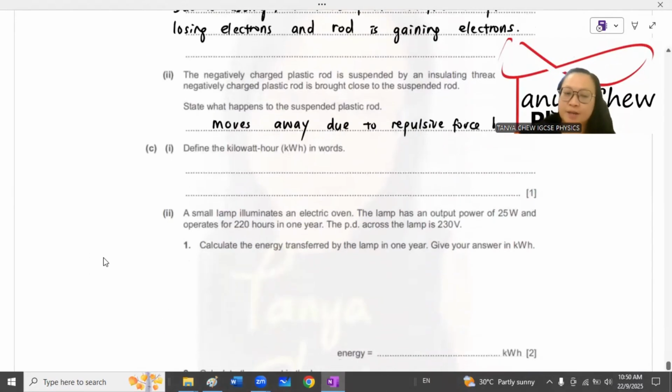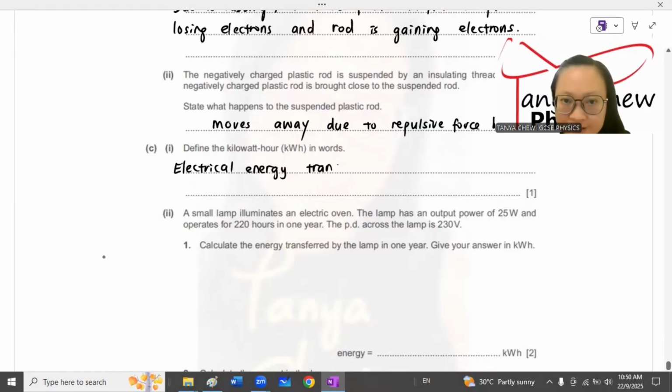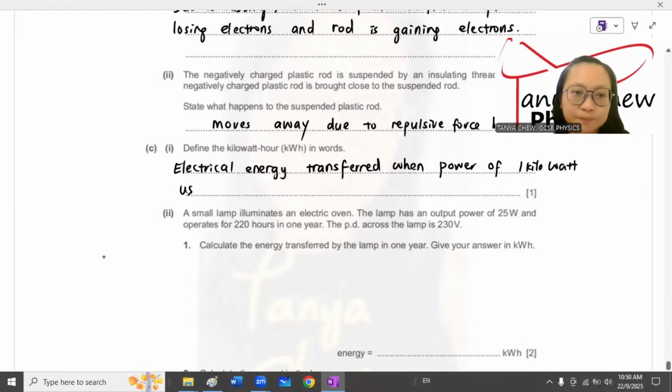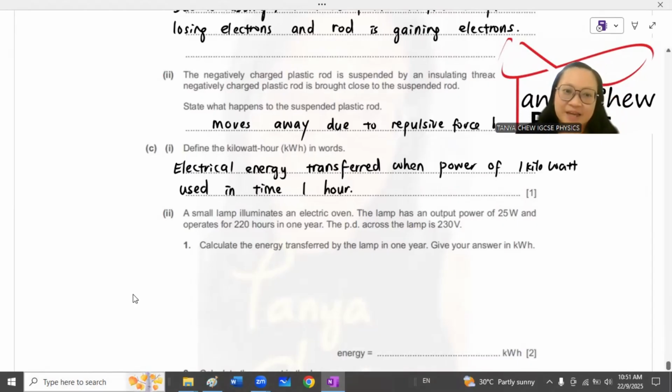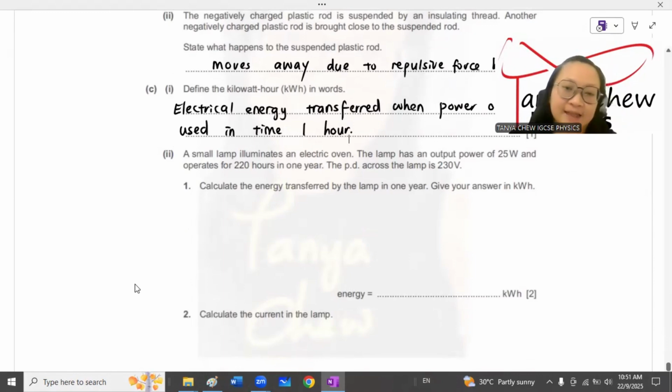Now define, part 1, define the kilowatt hour, kWh, in words. So kilowatt hour, power times time, this is actually energy. Electrical energy transferred when a power of 1 kilowatt is used in a time of 1 hour. That's it.